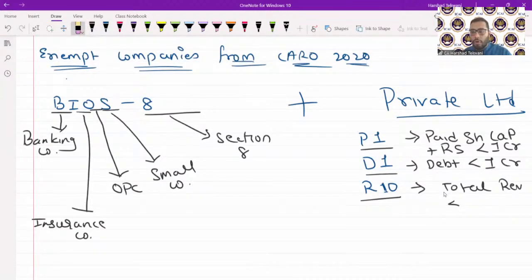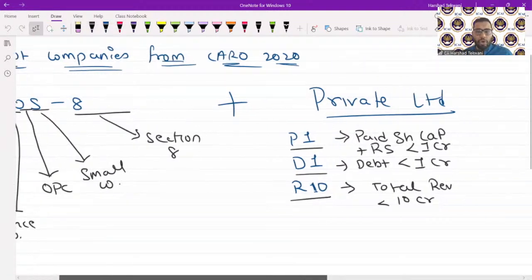Okay. So if the total revenue is less than 10 CR during the financial year, if the debt at any point during the financial year is less than 1 CR, and paid up share capital plus reserves and surplus at the balance sheet date is less than 1 CR, then it is not applicable. P1, D1, R10, simple. For private limited companies, this is an easy way to remember to whom CARO is applicable.